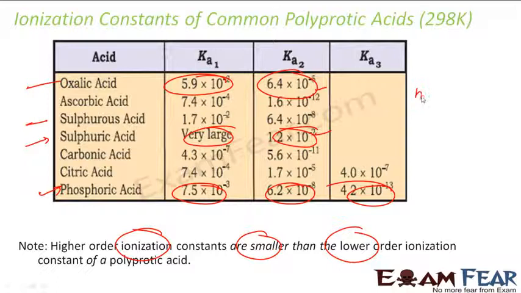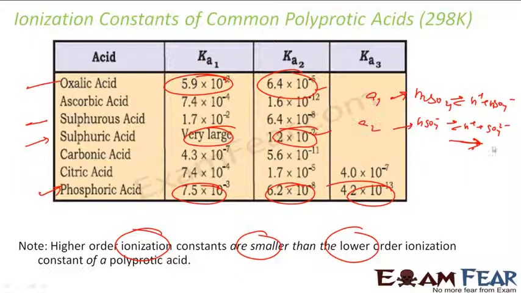Example, H2SO4 gives H plus and HSO4 minus, and HSO4 minus will give you H plus and SO4 2 minus. This will easily give one H plus, but the next H plus is difficult to get, right? Because it has already lost one H plus. So this reaction will happen less in the forward direction, and thus the Ka2 value will be lesser than Ka1, because the first reaction will happen more in the forward direction.